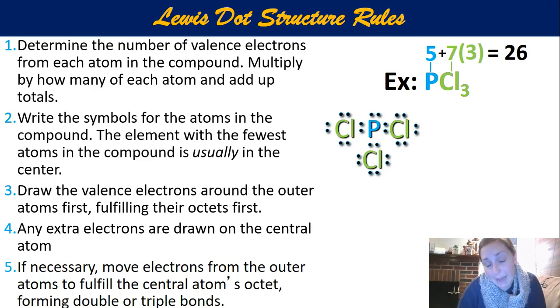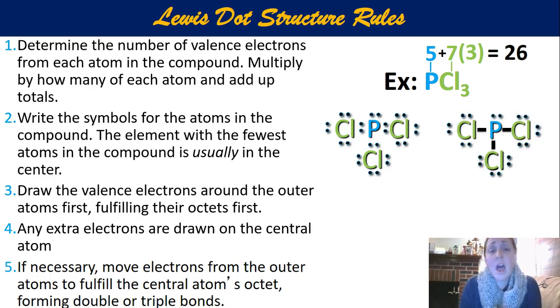If it wasn't happy, and we're going to do some examples of this, then you would have to move around electrons from the outer atoms and bring them into sharing to the central atom to make double or maybe triple bonds so that everybody has a satisfied octet. At the end, you really want to redraw your molecule so that those bonded pairs turn into straight lines.